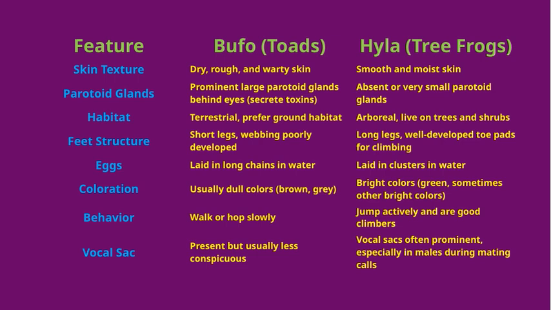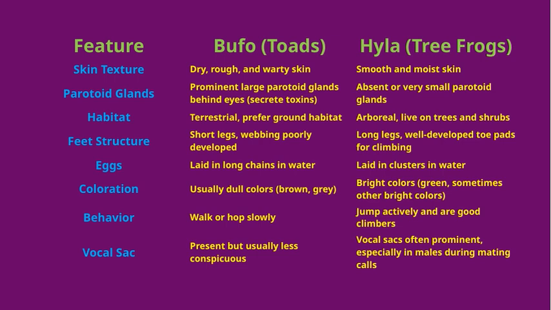Reproduction habits also differ. Toads lay eggs in long chains in water, whereas tree frogs lay their eggs in clusters. This variation in egg-laying strategies is linked to their different environments. Coloration is another distinctive feature. Toads usually have dull colors like brown or gray, which help them stay hidden from predators. Tree frogs are often brightly colored, such as green, which can serve as camouflage or warning signals.